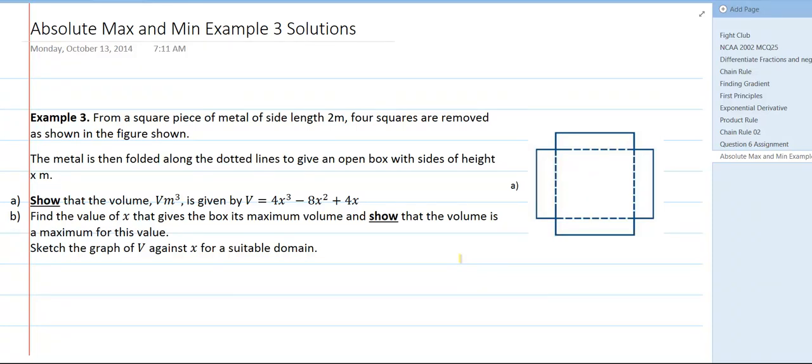Hi there everyone, I'm just going to go through example 3 from the sheet I gave in the last session about absolute maximum, absolute minimum.